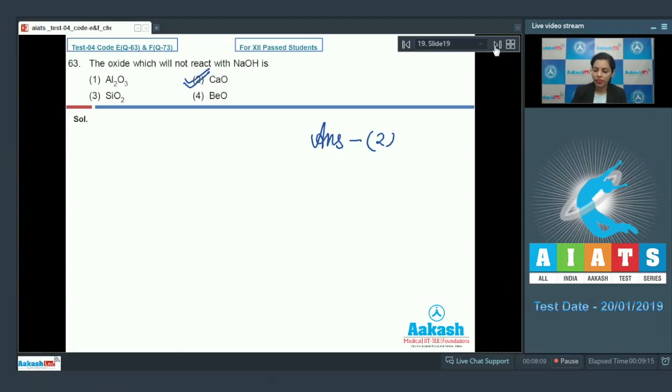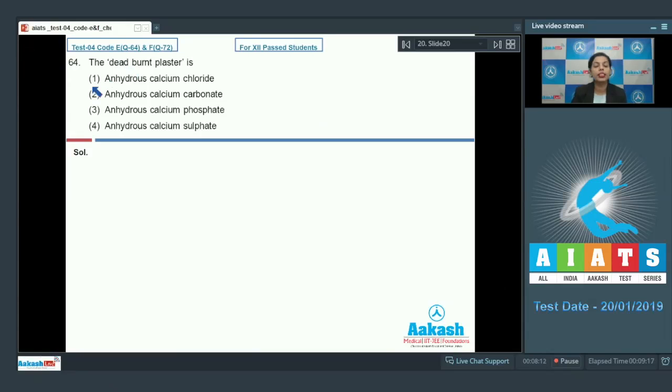After this, here is question number 64. The dead burnt plaster is. If you heat gypsum above 200 degrees Celsius, then you will obtain dead burnt plaster. That is basically anhydrous calcium sulfate. And that's why the correct answer is option 4. Anhydrous calcium sulfate, that's given here. After this, next question that we have.